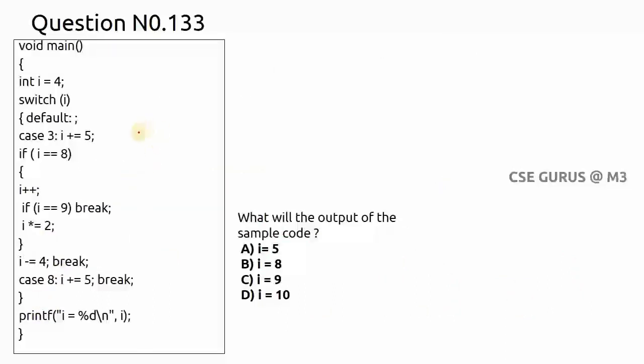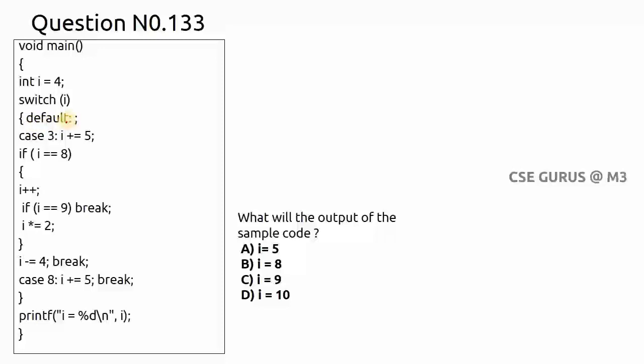Coming to question number 133. This is a question with respect to the switch case. I have taken i equals to 4, switch of 4, so the i value is 4. See, of course in general we write the default at the end of the switch, but I have written it here at the beginning. So we'll see how it will execute. The execution manner will be like this: switch of 4. First it will check, is there any case 4? No. So that's why it goes to the default. Anyway, the default is in the starting, so it goes to the default.